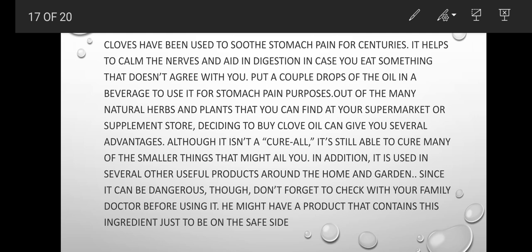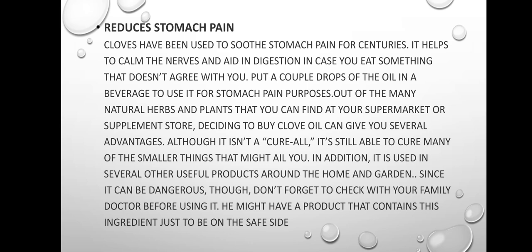Out of the many natural herbs and plants that you can find at your supermarket or departmental stores, deciding to buy clove oil can give you several advantages. Although it isn't a cure-all, it's still able to cure many of the smaller things that might ail you. In addition, it is used in several other useful products around the home and garden.